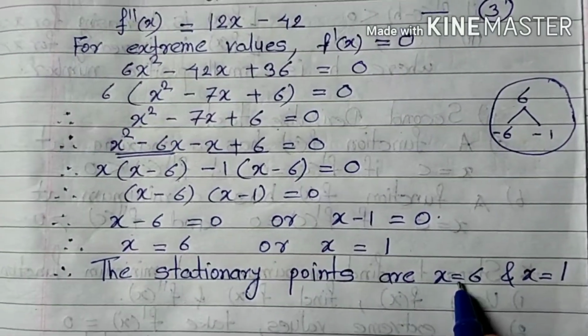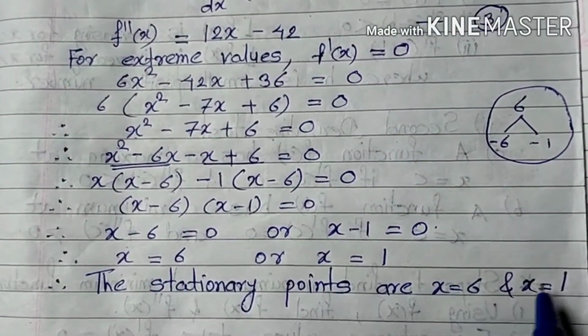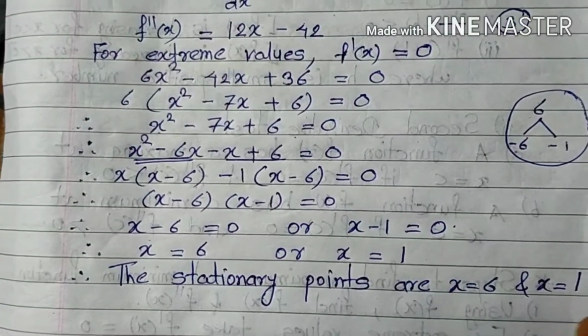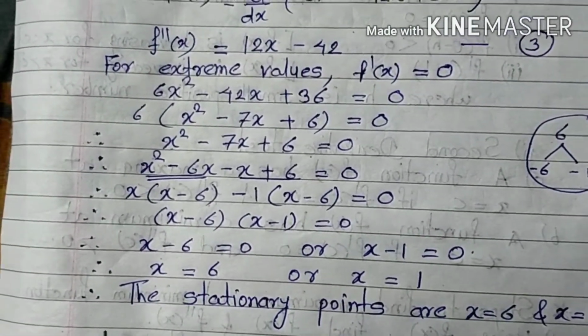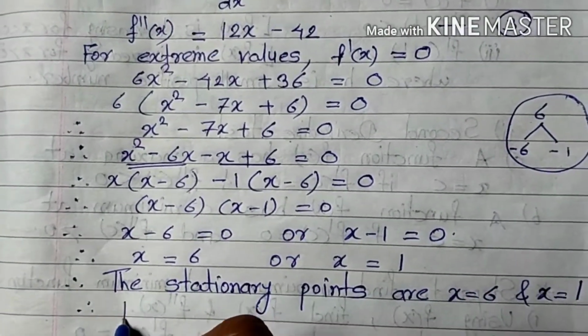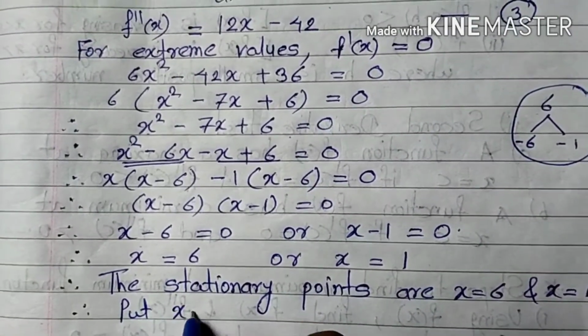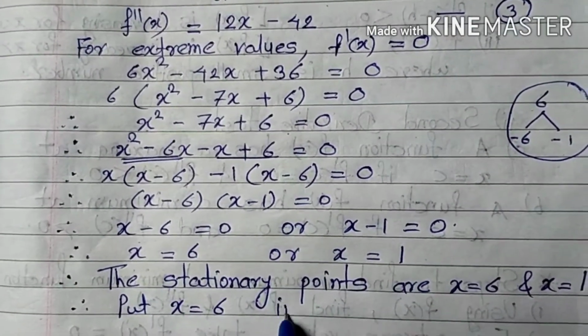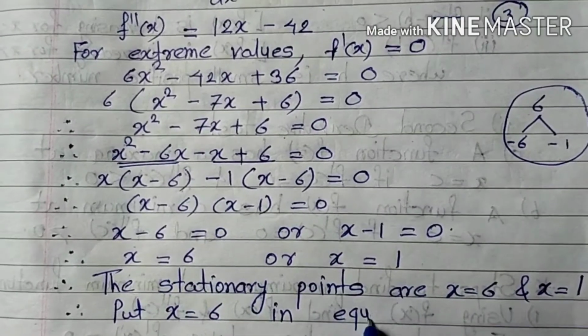Now you can find f double dash of x for each stationary point. Therefore put x equal to 6 in equation 3.